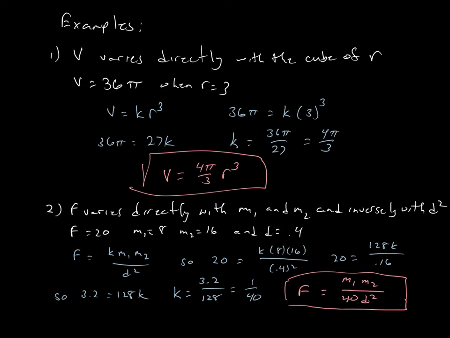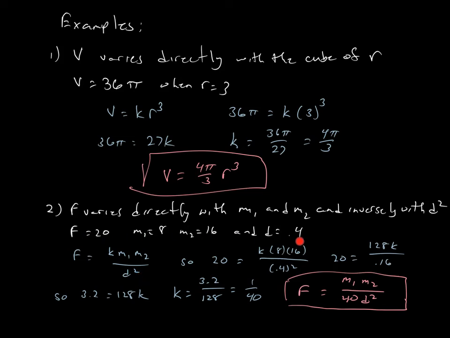In our second example, f varies directly with m1 and m2 and inversely with d squared. And again, we're told f equals 20 when m1 is 8, m2 is 16, and d equals 0.4. So putting that into our symbols, f varies directly with m1 and m2, so it's k times m1 times m2, inversely with d squared. That's why we're going to be dividing by d squared. So it's f equals k times m1 times m2 divided by d squared.